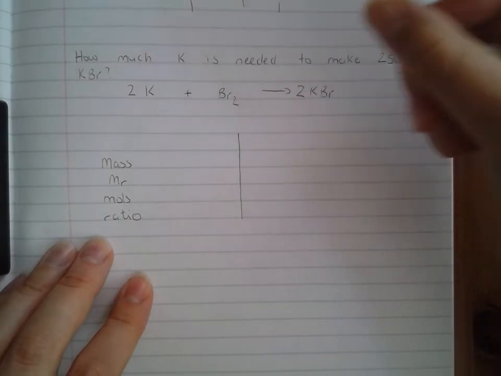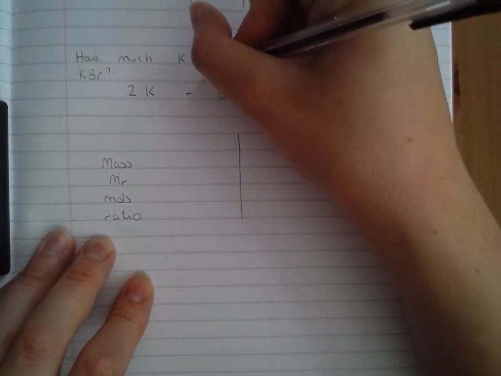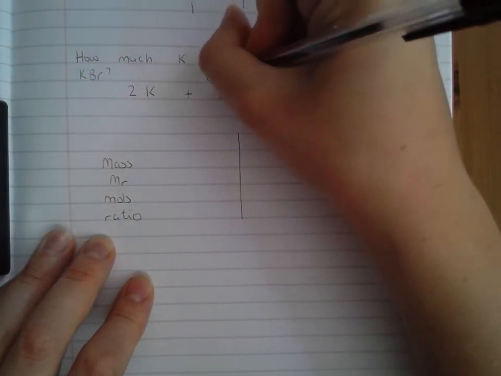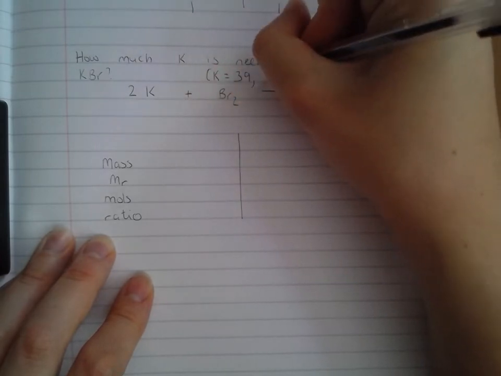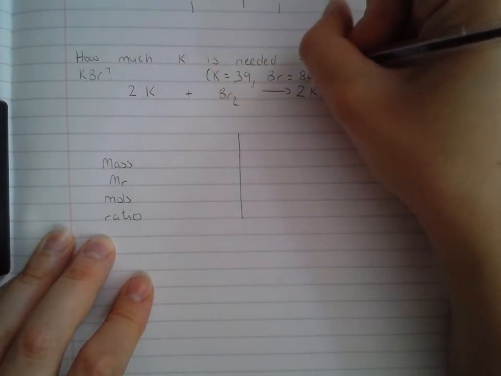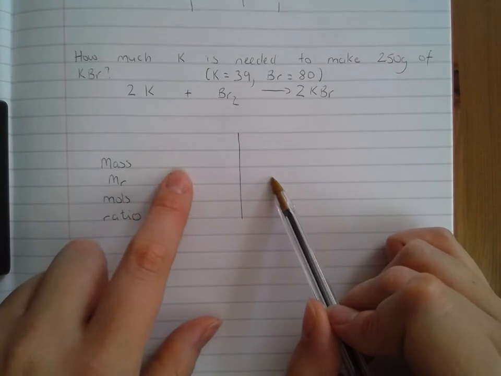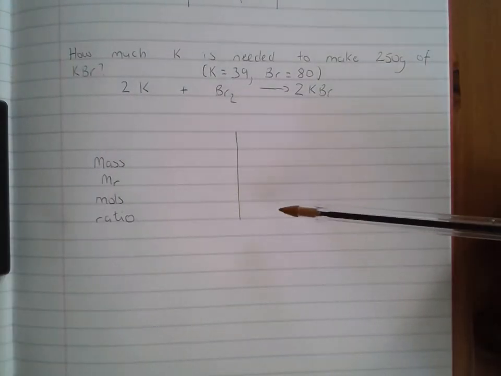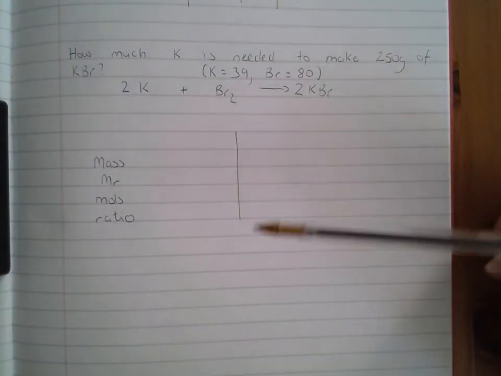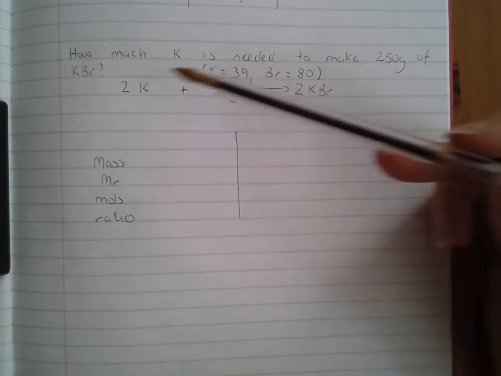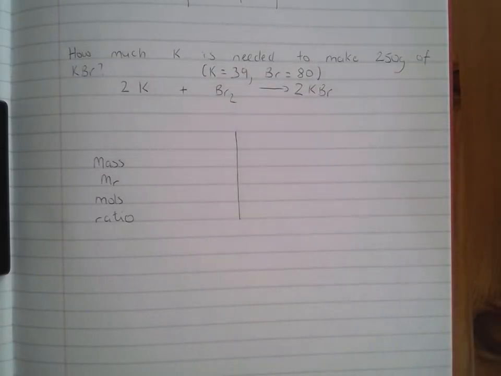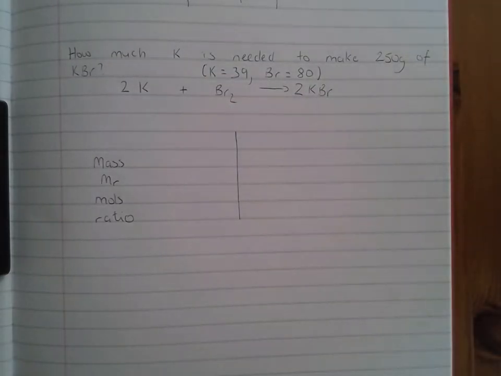I will just give you the numbers from the periodic table. So potassium is 39, bromine is 80. So they're the numbers that you will need to calculate formula mass. You'll also need to do ratio yourself. So look at the big numbers in the balanced chemical equation and try and also fill in ratio for yourself. So press pause and have a go at filling in the full table for yourself.